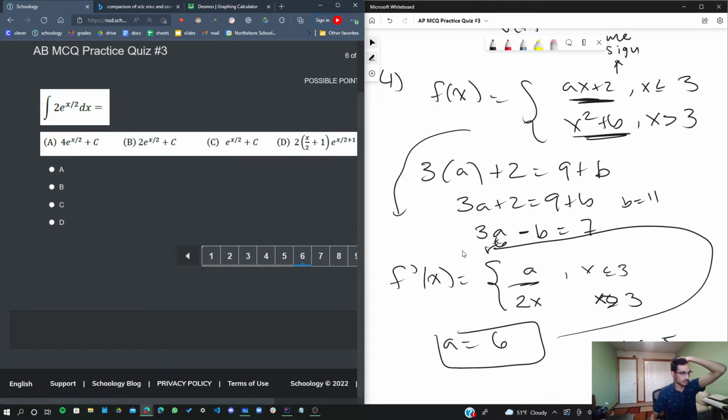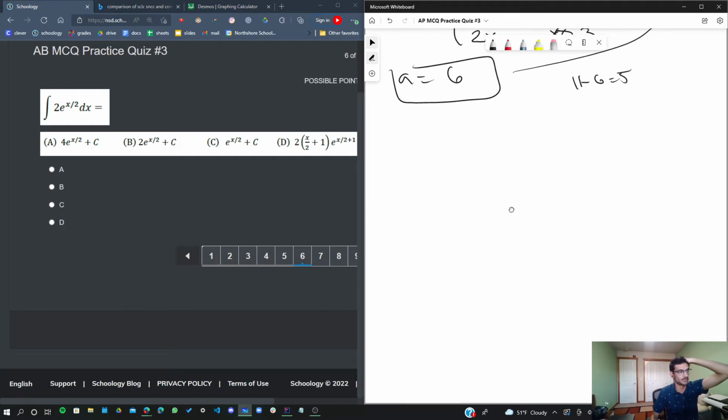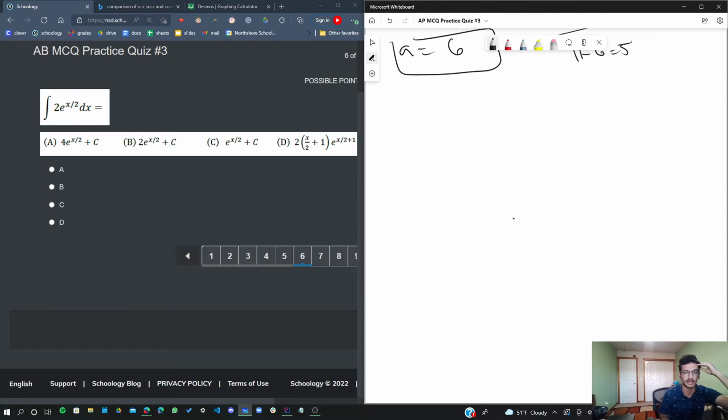All right. Okay, fun. Another integral. What is this? All right. So the integral of 2e to the x over 2 dx. All right. So here's what I'm going to do. First, I'm going to bring the 2 out.